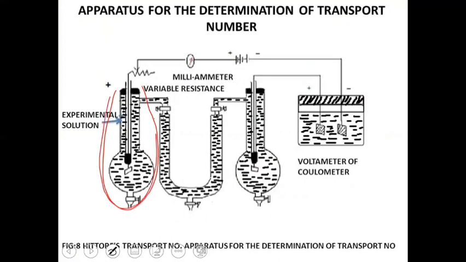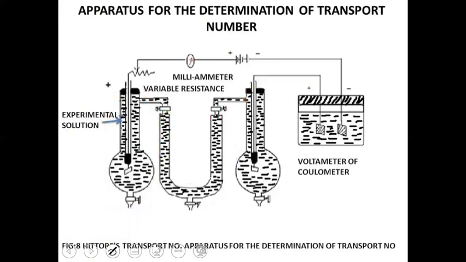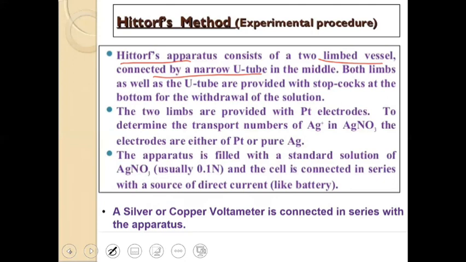So these are the limbed glass tubes. These two tubes are connected with a narrow U-type shape. See this, this is the narrow U-shaped tube. Both limbs as well as the U-tube are provided with stopcocks at the bottom for the withdrawal of the solution.